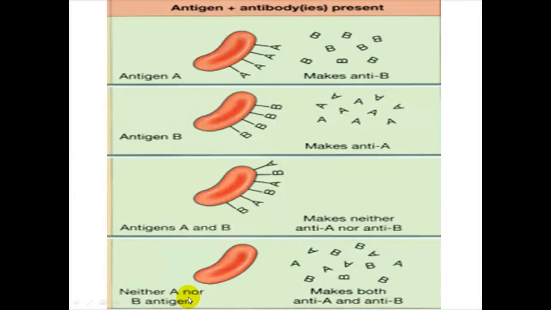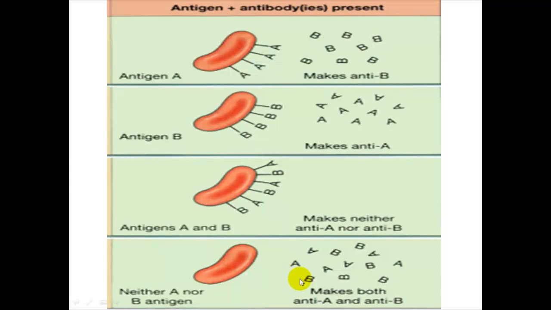For the case of group O, they do not have any surface antigen. You can see there is no protein surface antigen found on the red blood cells. But their immune system or their liver produces both antibody A and antibody B. Why? It is because their body recognizes their red blood cells having no surface antigen, so anything that comes with a surface antigen like A, B or AB is not common within their body. So they have both antibody A and antibody B.